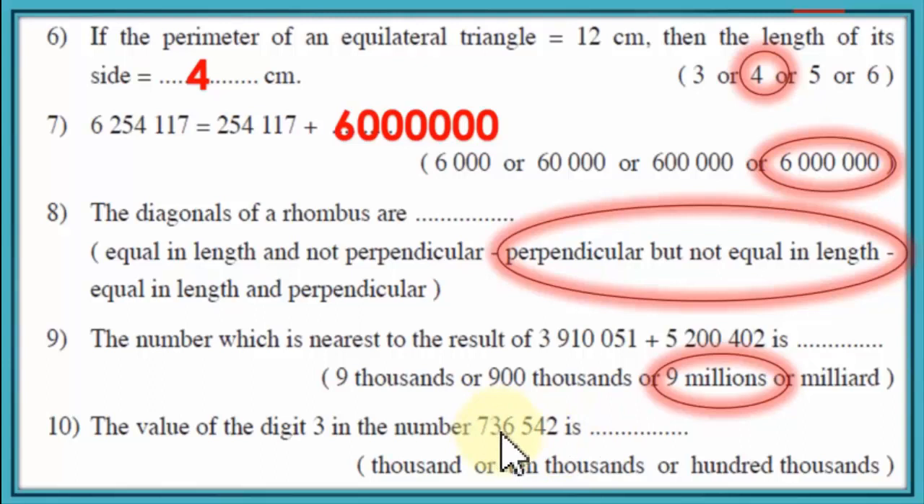The value of the digit 3 in the number 736,542 is 30,000. 30,000. I think he must say the place value. The place value of the digit 3 is 10,000. Because the question is about place value, not value. The value, we write the value in digits, not in letters like this. So this is the place value of the digit 3 in the number 736,542 is 10,000.